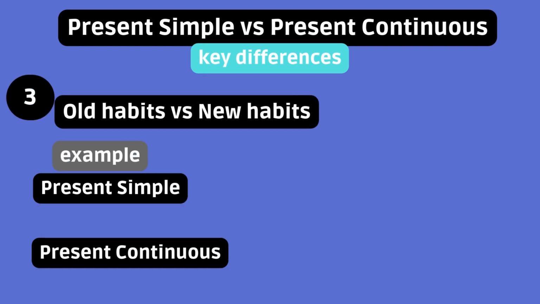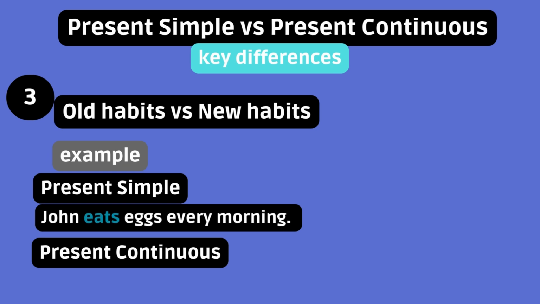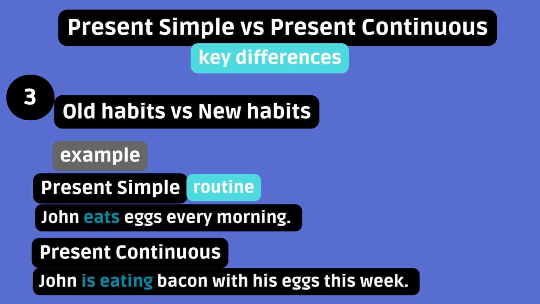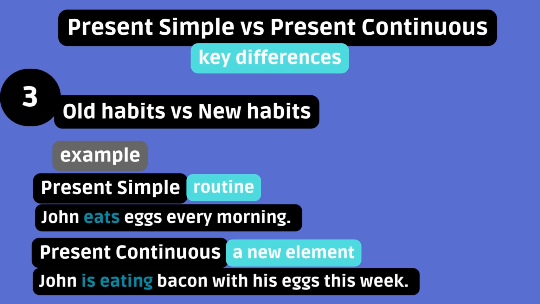Old habits versus new habits. John eats eggs every morning. John's been doing this for a long time. It's a routine, and he has no intention of changing things. John is eating bacon with his eggs this week. Oh, John is spicing things up a bit. The bacon is a new element to his breakfast routine. Not judging, but maybe adding fruit next time.